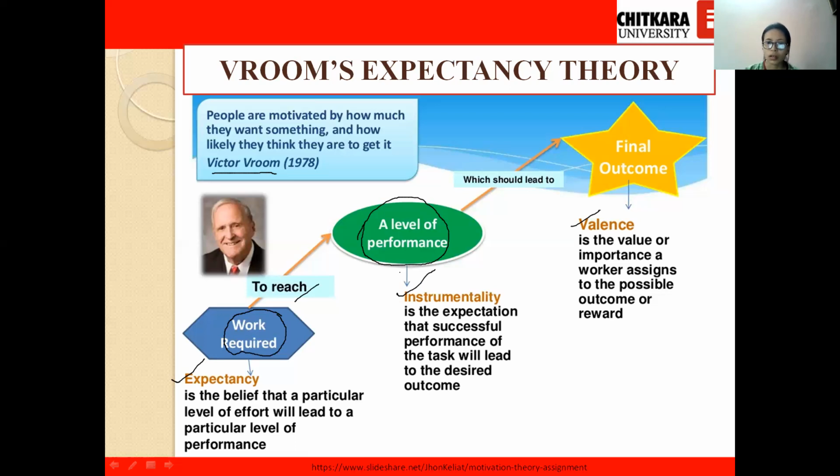So for reaching this level of performance, what should I do? What should I do so that it could lead to the final outcome? That is called the valence. Valence is the value or importance a worker assigns to the possible outcome of the work or the reward. In expectancy theory, we expect something, and when we do the work adequately, we expect some final outcome. So for work to be completed, to reach a level of performance and a final outcome, we need motivation. And for this motivation, we need three points: first expectancy, next instrumentality, and third valence. Clear with this?